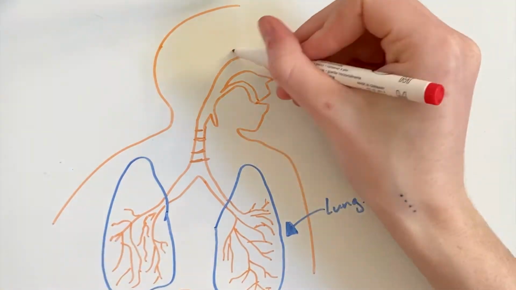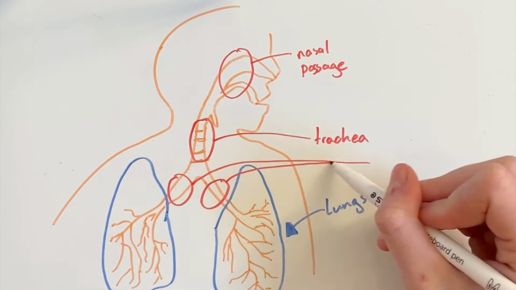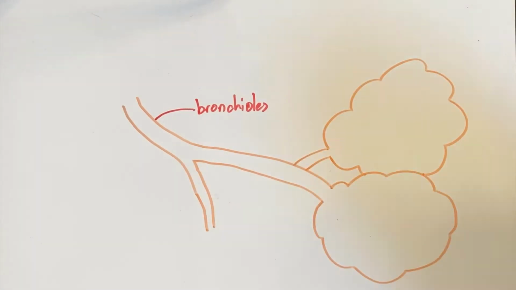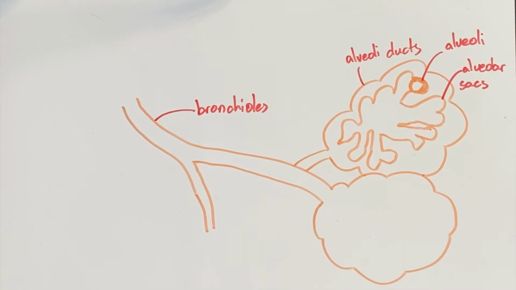The incoming air travels into the nasal passage, down the trachea, and into the primary bronchus, which splits into the left and right bronchi. The bronchi branches into smaller bronchioles, which branch into smaller alveolar ducts, then alveolar sacs, and then finally the smallest alveoli.